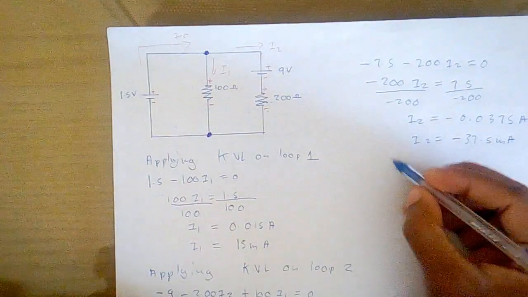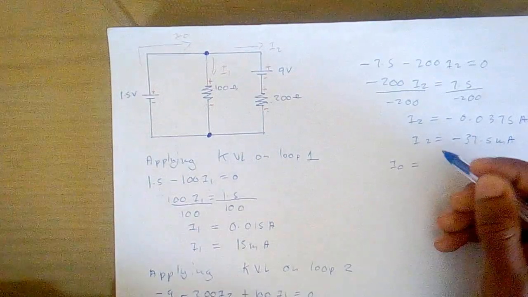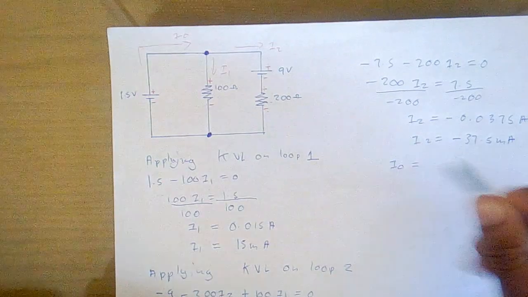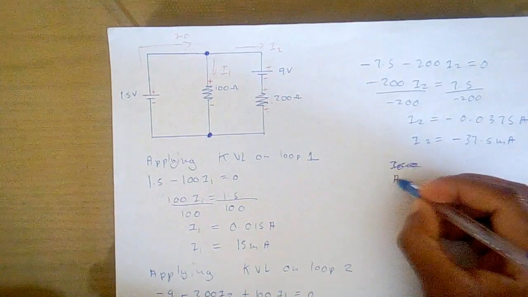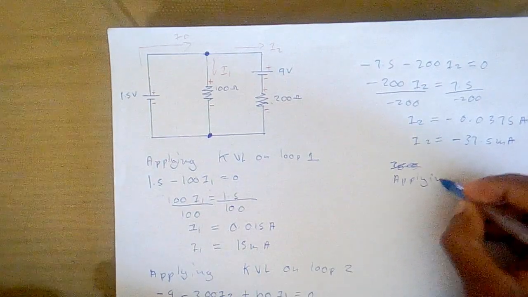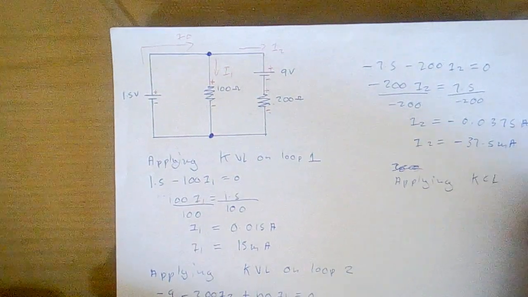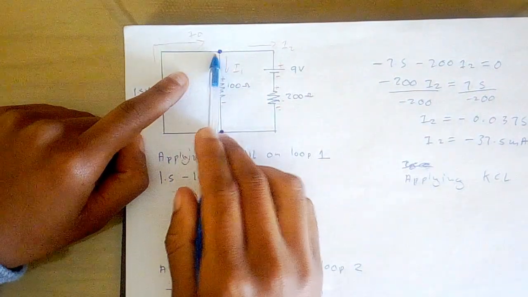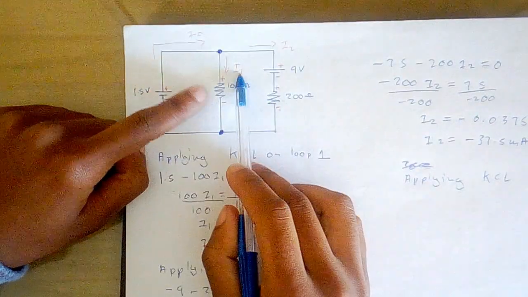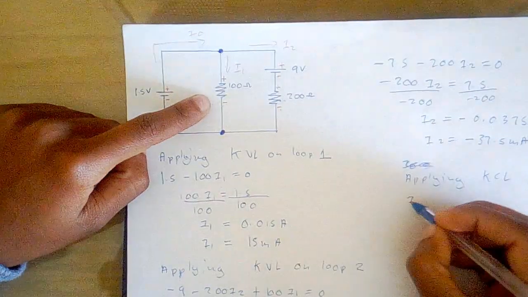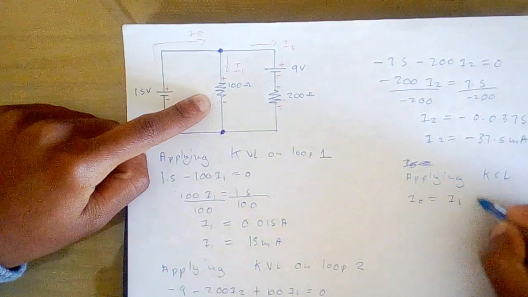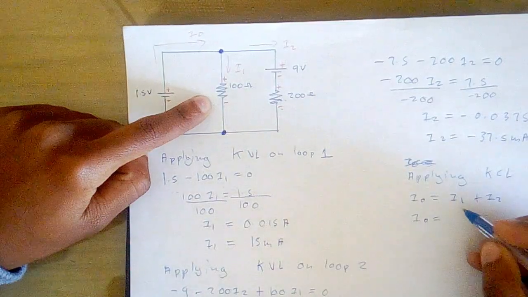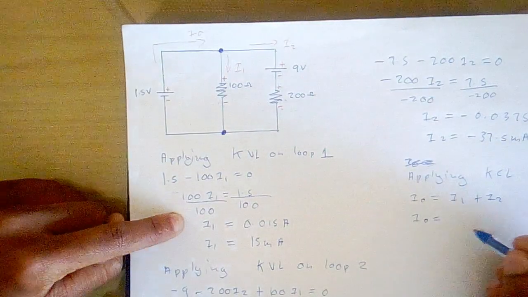And then I0, to find I0, you can just apply KCL. So let's just write it. Applying KCL, you can see that our I0 is entering the junction, and I2 and I1 are leaving the junction. So therefore our formula is going to be I0 equals I1 plus I2. And since we already know I1 and I2, you can just substitute and find our I0.